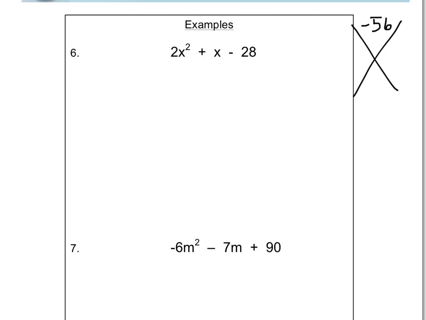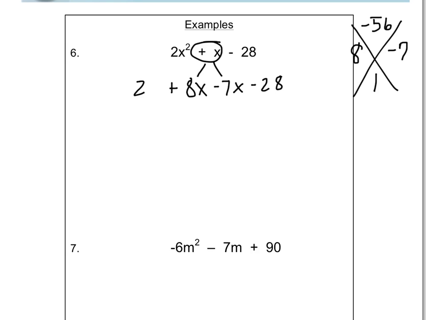Well, what's the number in front of the variable? That happens to be a positive 1. Okay? So as I look at the factors of 56 that are going to add to positive 1, I've got 8 and negative 7. Okay? So I'm going to replace this middle term. 8x minus 7x minus 28 down.